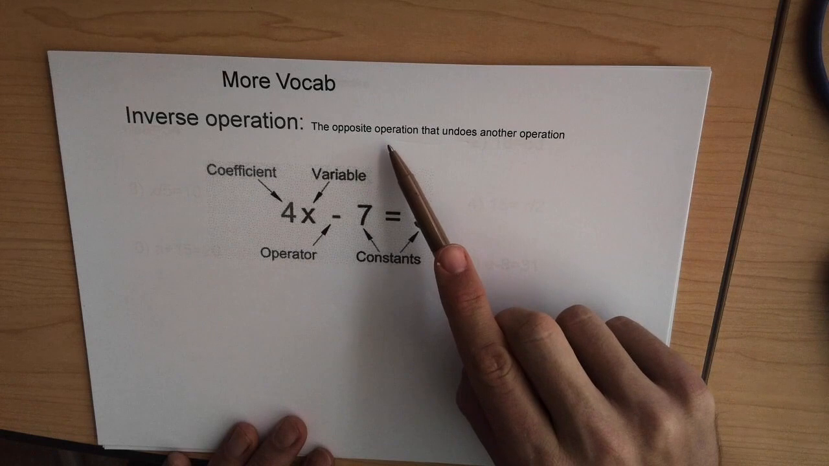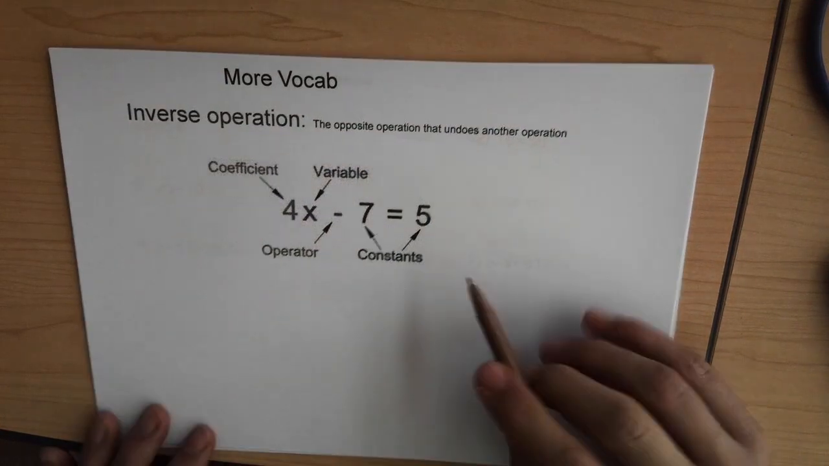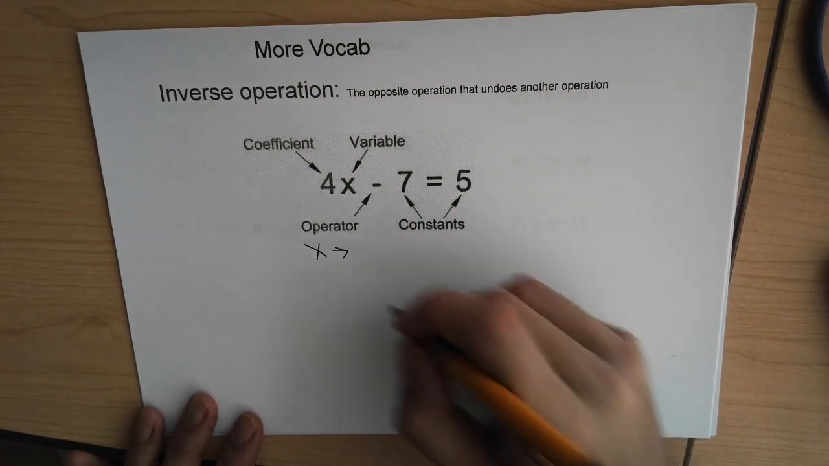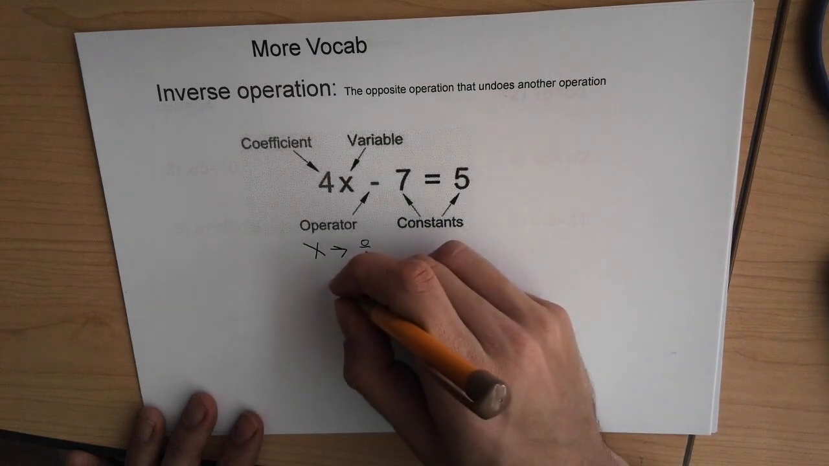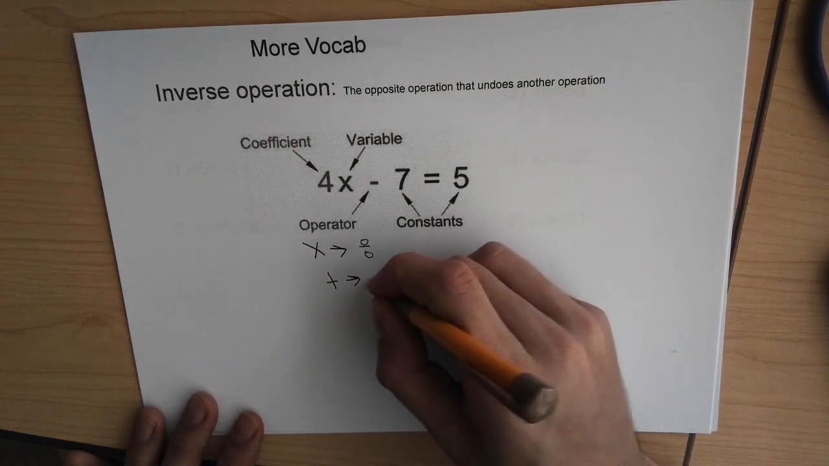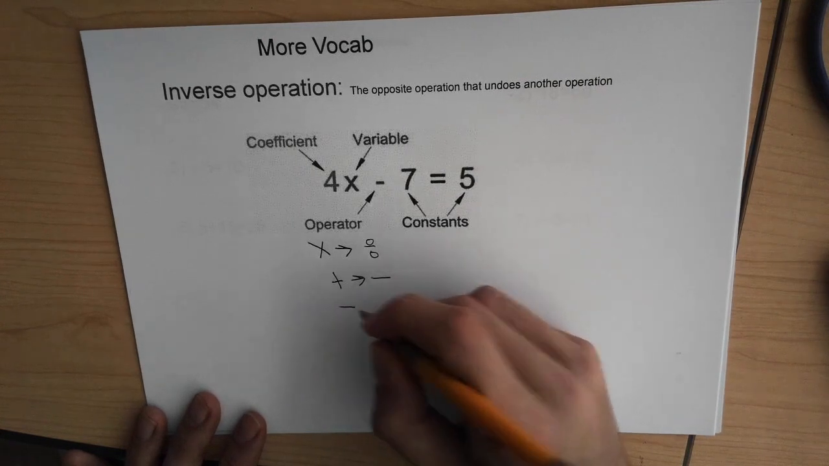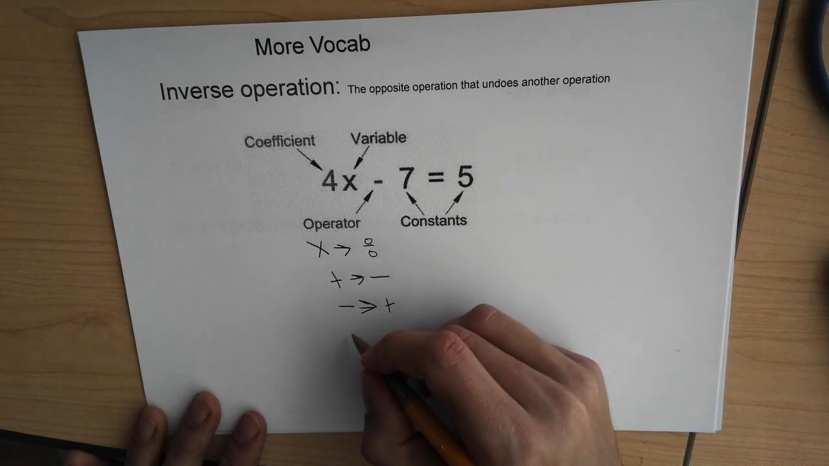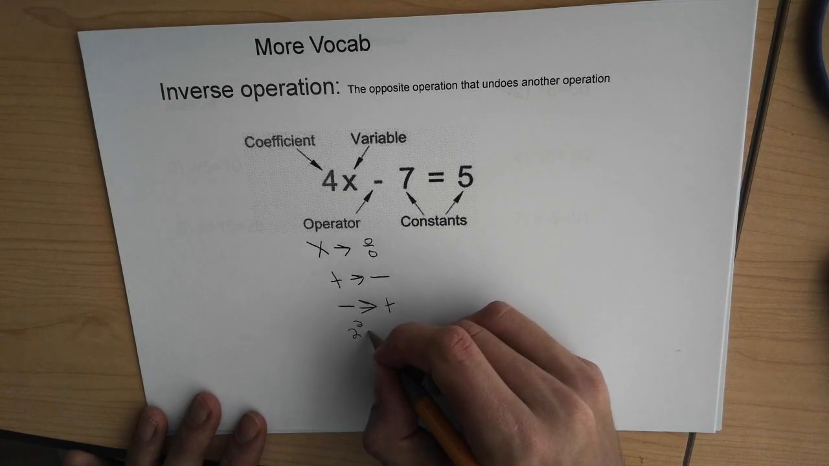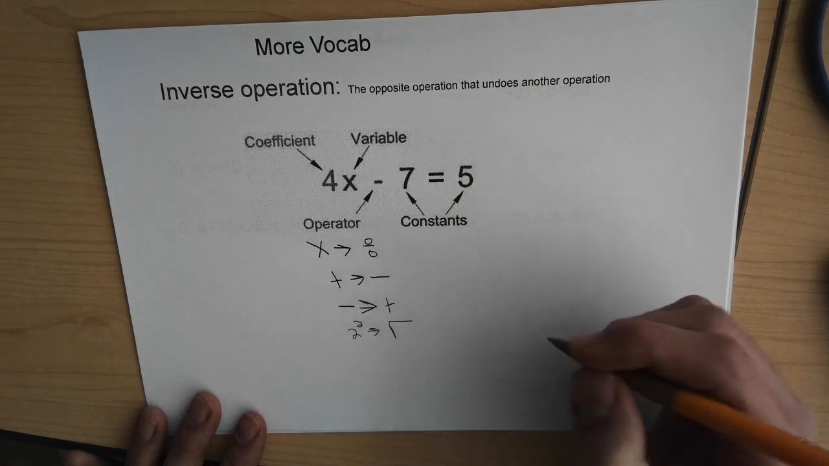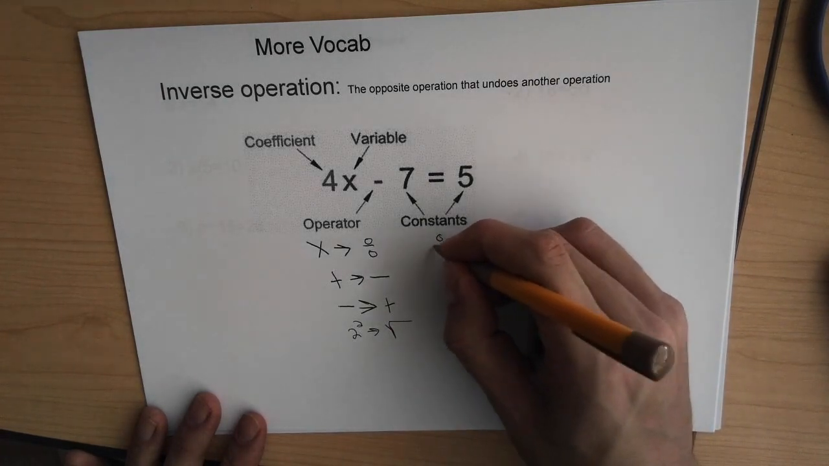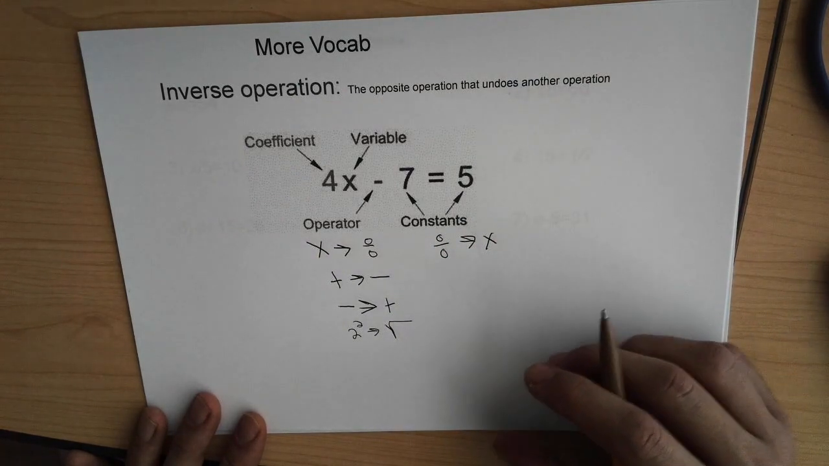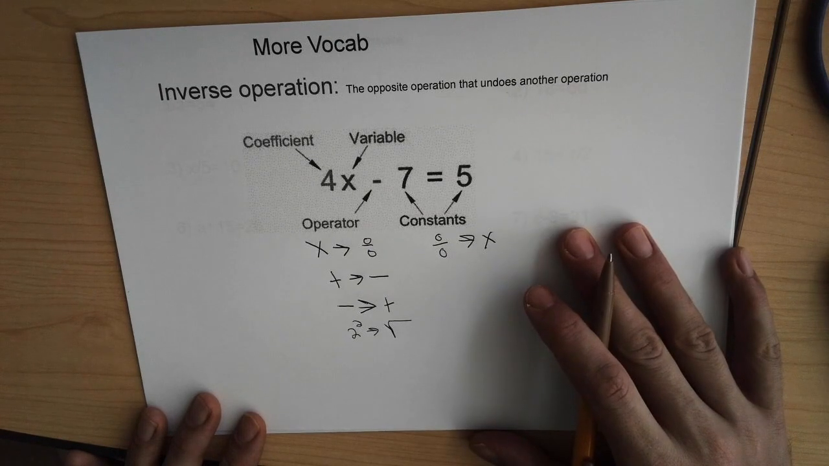Inverse operation, the opposite operation that undoes another operation. So if we had multiply, what's the opposite of multiply? Division. What's the opposite of addition? Subtraction. What's the opposite of subtraction? Addition. What's the opposite of squaring a number? Rooting a number. What's the opposite of dividing? Multiplication. These are all operations that help cancel out operations.